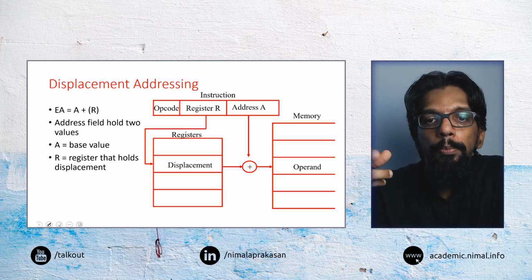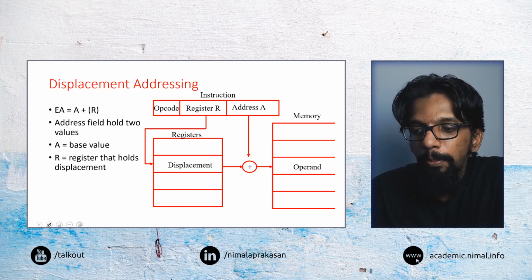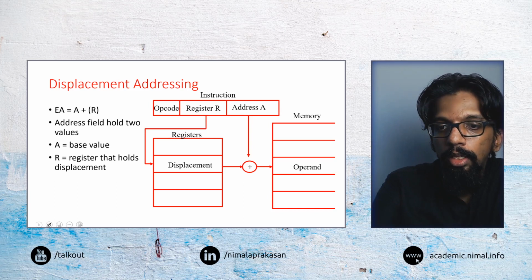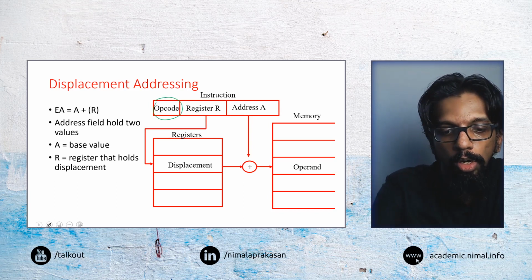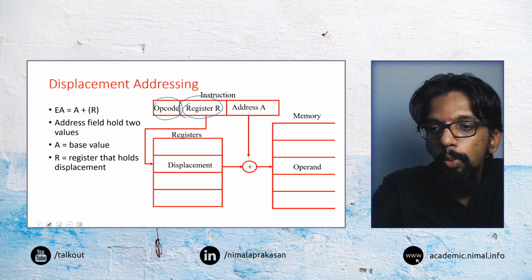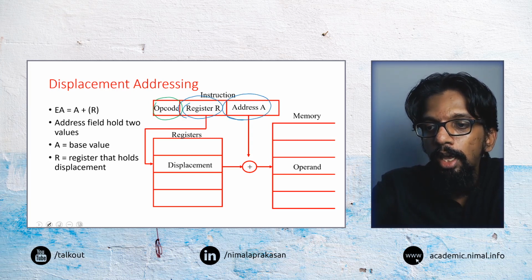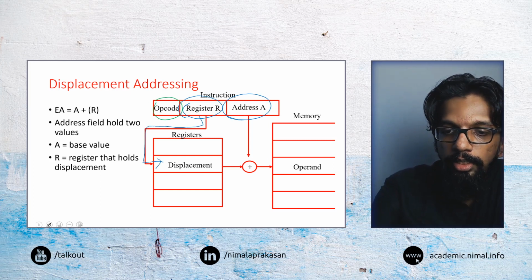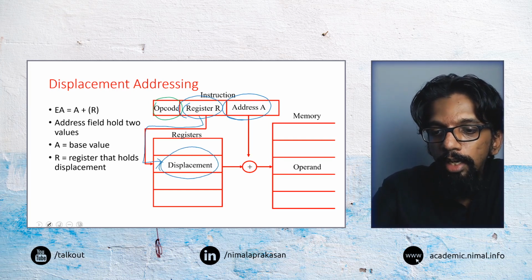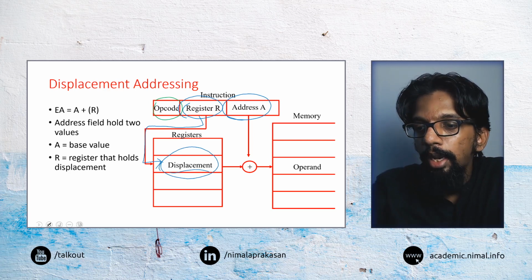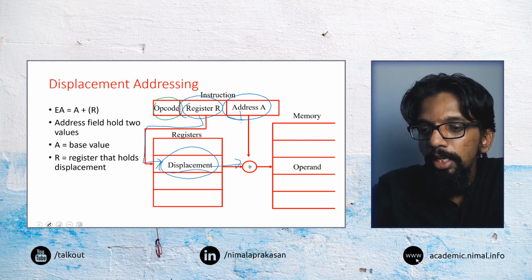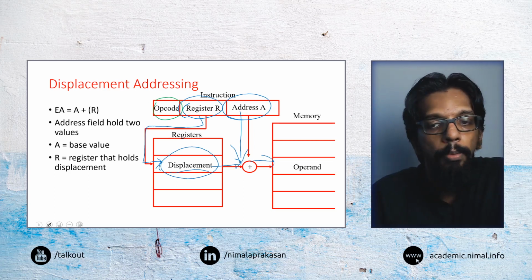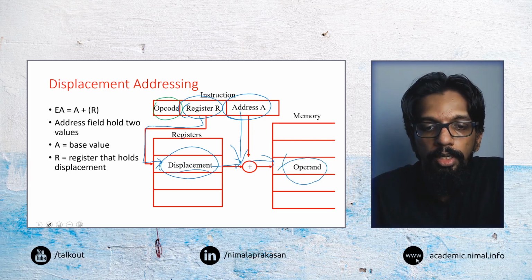Another addressing approach that we can have is called displacement addressing. Here, in addition to the opcode, we have two components. One is pointing to a register and the other one is pointing to an address. In the register part we will find a displacement value, and adding that displacement value to the address part in the instruction will point to the place where the operand is.